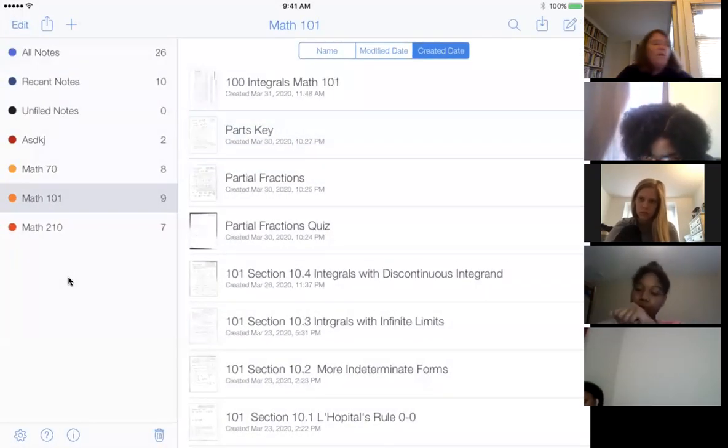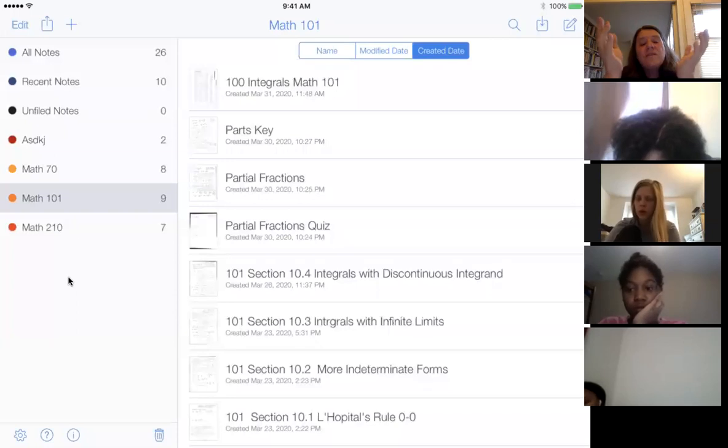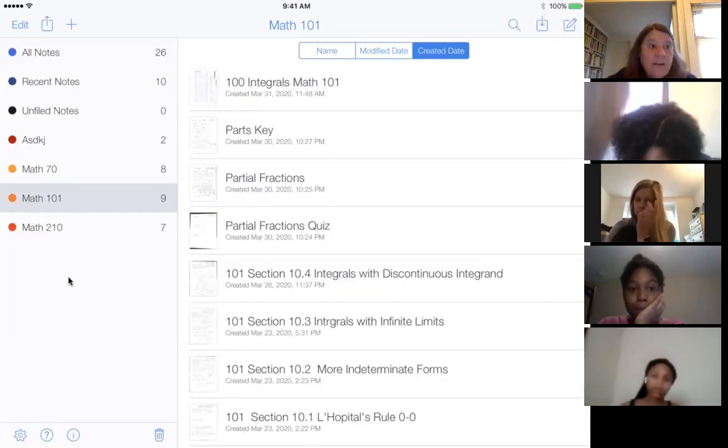Next, I want to go to the partial fractions. Now, this was kind of a mixed up mess for a couple of reasons. I gave a partial fractions quiz before y'all left, and then I didn't have a copy of it because I left my copy at school, so I didn't really know what was on it.